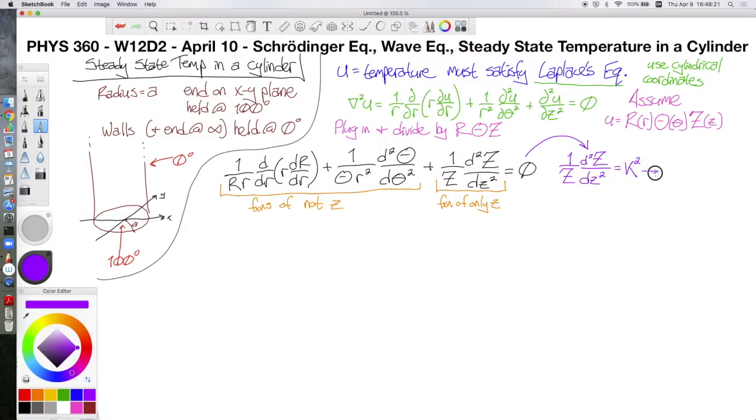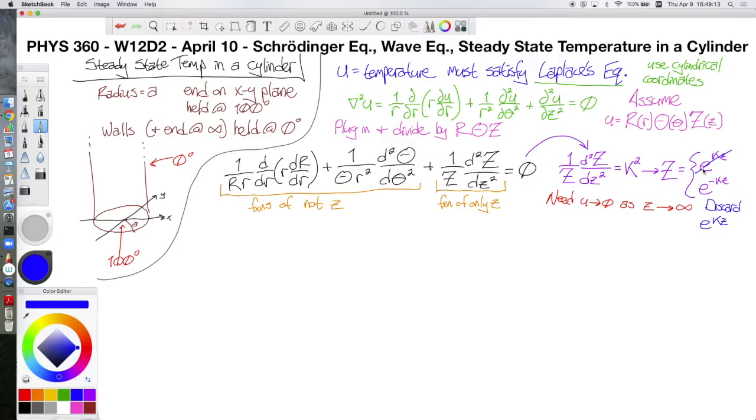which has solutions that we can find easily enough of exponentials. And we can already discard one of these right away because we need the temperature to go to 0 as z goes to infinity. We will be discarding the e to the positive kappa z term because it explodes as z goes to infinity.